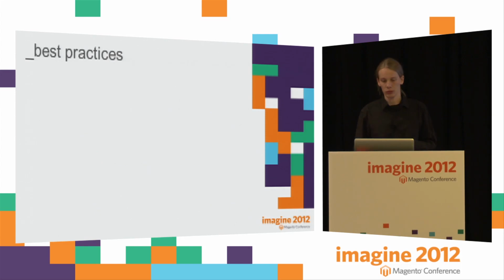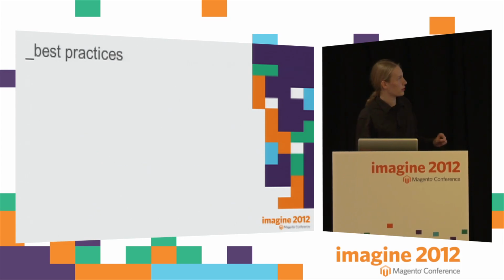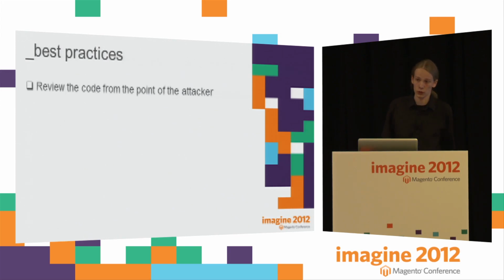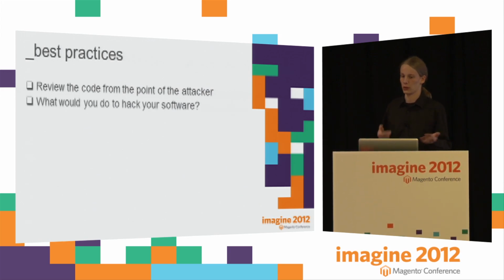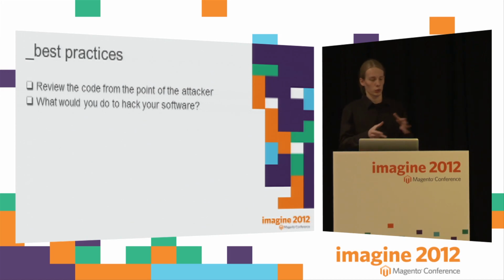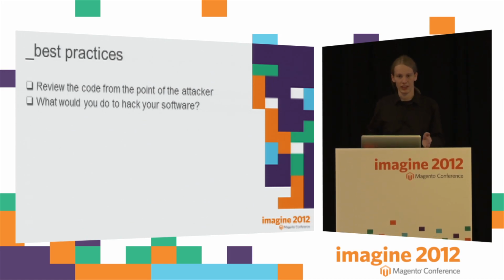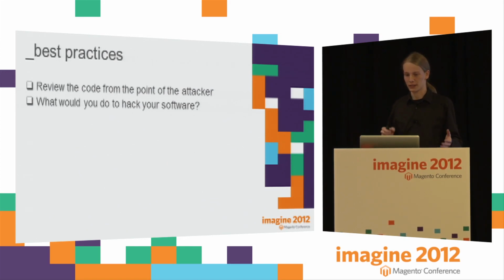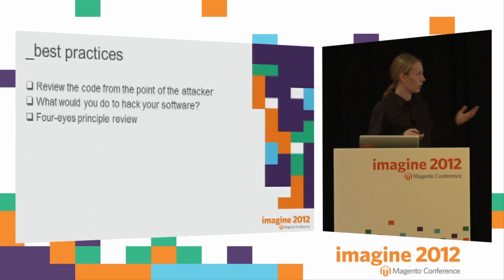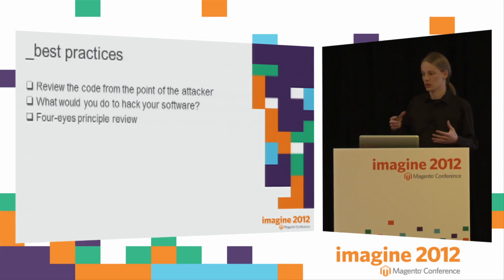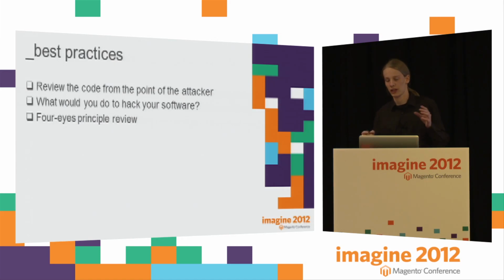Well, now a little look at the best practices. First, review the code as if you were the attacker. Meaning, take a look at your code, and what would you do if you wanted to hack your software? What could result in a bug? I know it's not an easy topic, and I can't teach you everything right now, but it's also the four eyes principle. You should just take a serious look at it and think, okay, this could be a bug, and maybe someone finds a way to exploit it.